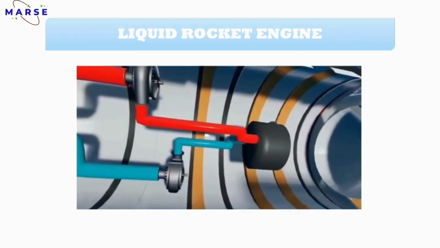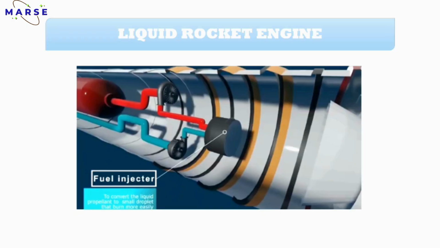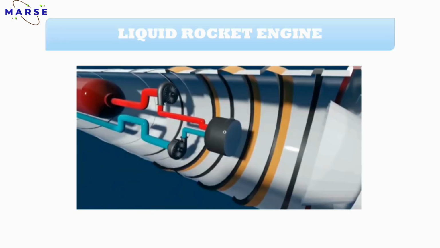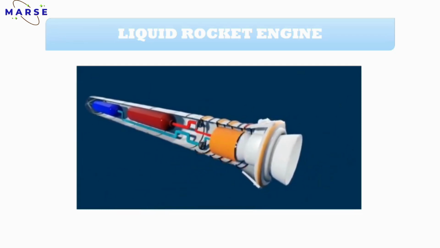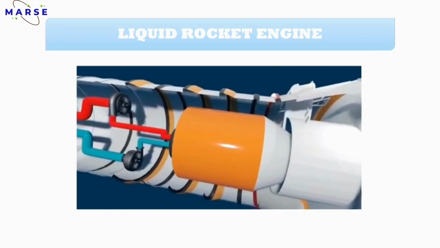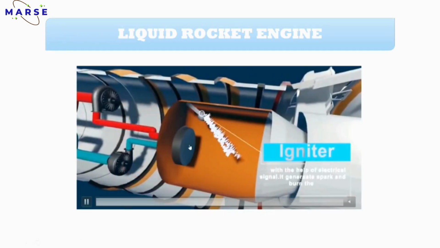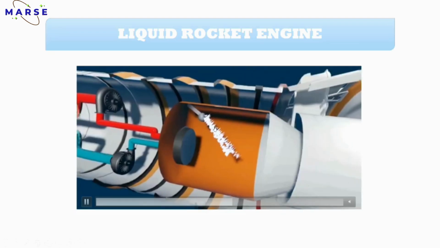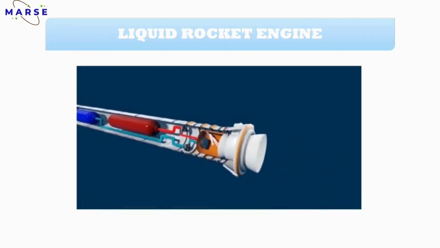The initial part attached to the combustion chamber is known as the fuel injector. What is the use of the fuel injector? It converts the liquid into small droplets, and those droplets are sprayed into the combustion chamber. This is the injector part and this part is known as the igniter. The igniter is used to ignite the propellant. It will generate a spark.